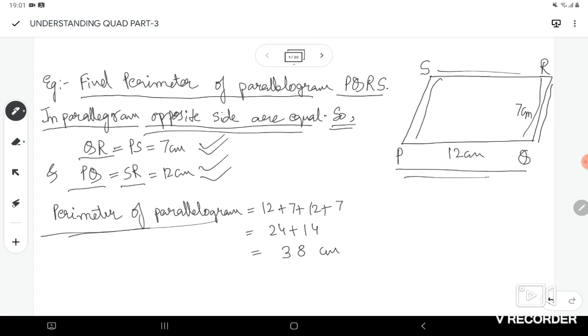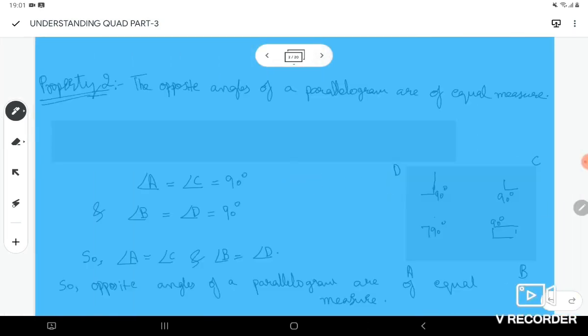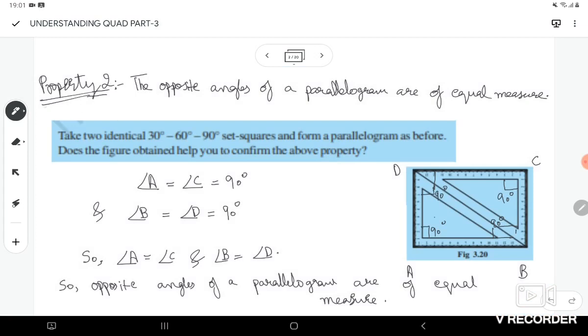So perimeter of parallelogram would be equal to 12 plus 7 plus 12 plus 7, equal to 24 plus 14, equal to 38 centimeter. Now moving on to property 2, that is, opposite angles of a parallelogram are of equal measure.